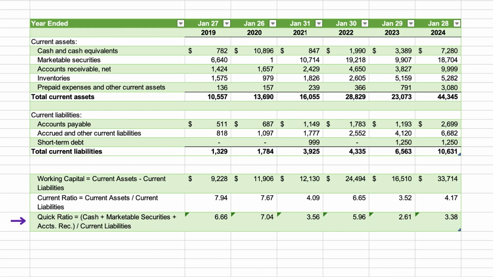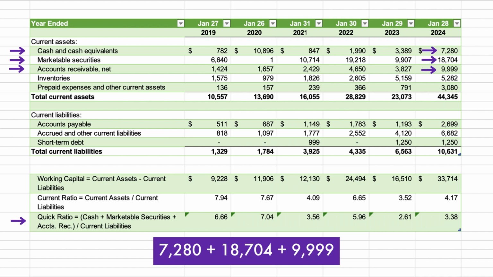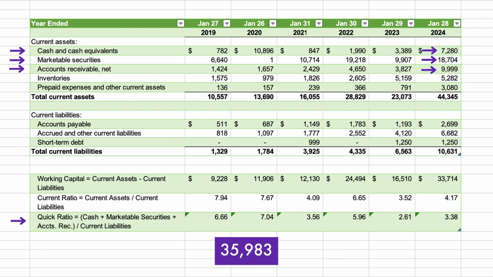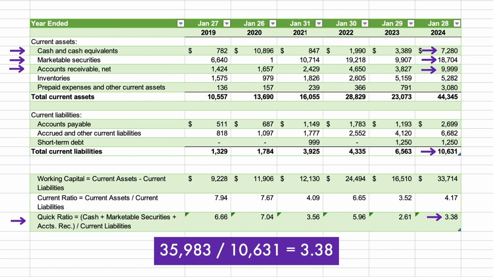And so looking at the quicker, the more liquid current assets is a better way of looking at, if there was a really big emergency, how safe are we? How comfortable are we in that situation? And so if you take the total of cash, marketable securities, accounts receivable, so 7,280, 18,704, 9,999, add those together, divide that by 10,631, you're going to get a ratio of 3.38.